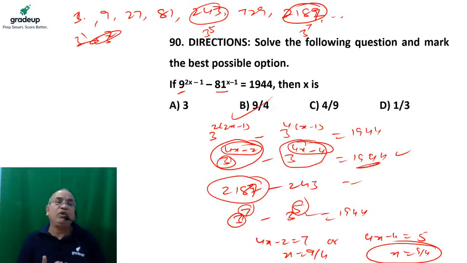So we have taken the exponents of 3: 3, 9, 27, 81, 243, 729 and 2187, which is 3 to the power 7. If I subtract 3 to the power 5 from 3 to the power 7, you will have the answer 1944. It means 4x minus 2 is equal to 7 and 4x minus 4 is equal to 5. So we can do this question this way, which is the easiest way to calculate, within 10 to 15 seconds. If you want to take any value as common, you can, no problem at all.